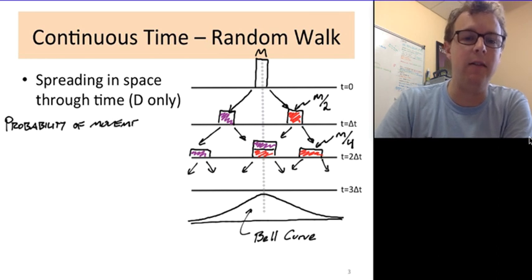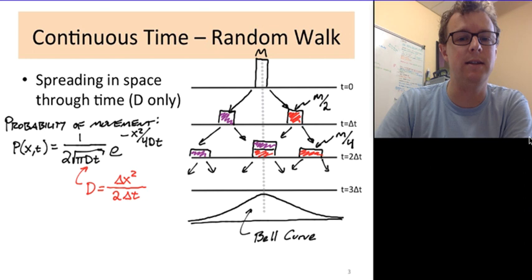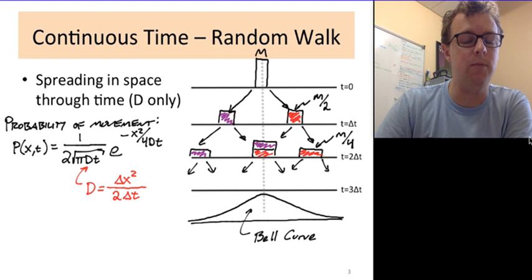Now, the mathematical description of this is about the probability of movement. So what are the odds that I move to a particular place given some understanding of how big my step is going to be in space, delta x, and how much time between when you observe my two locations, delta t. So this is the mathematical equation that describes that probability. I don't have any expectation that you memorize it.